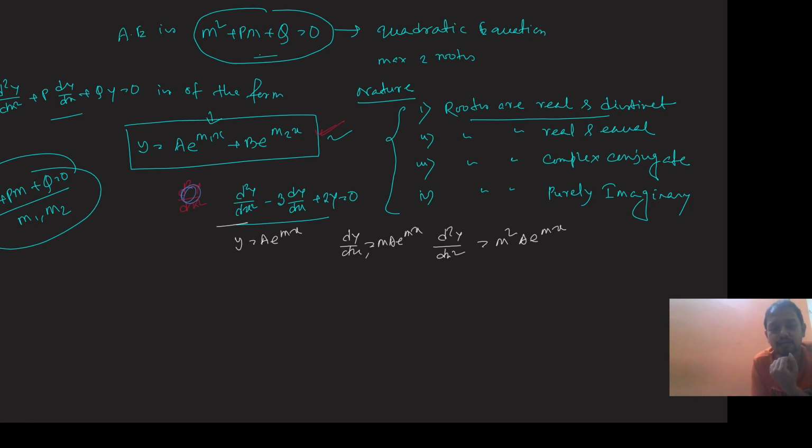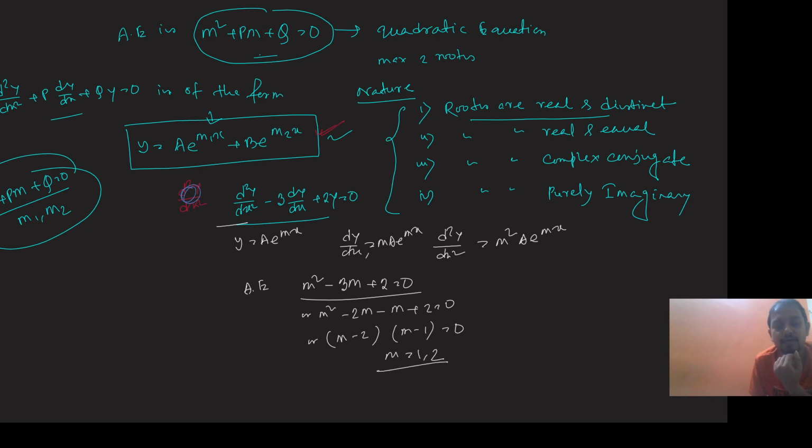And if we put these into the equation, we will get the auxiliary equation, m squared minus 3m plus 2 is equal to 0. Now if we solve it by using the middle term factor, m squared minus 2m minus m plus 2 is equal to 0, or (m minus 2)(m minus 1) equal to 0. So we get m is equal to 1 and 2. Roots are real and distinct.